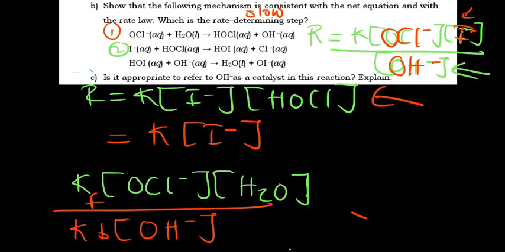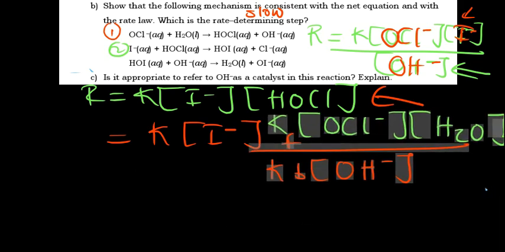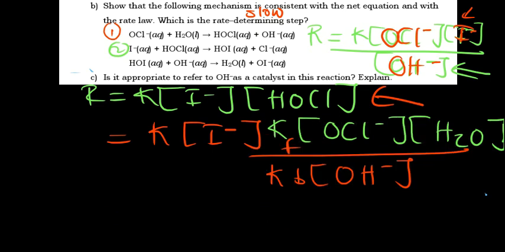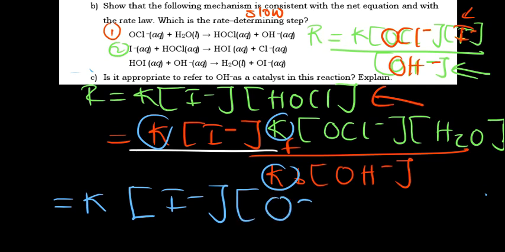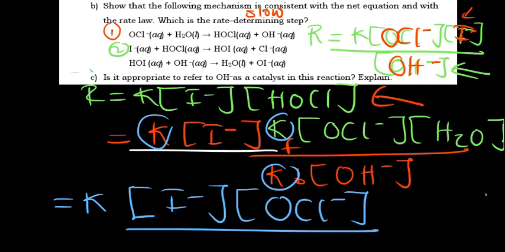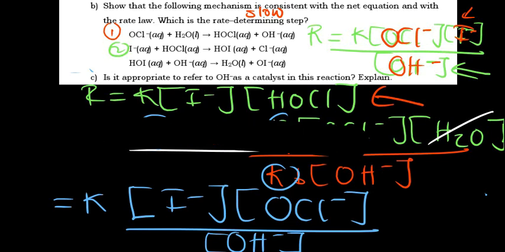Okay, so let me just move it. There we have it. So all the k's can be multiplied together, they can divide together to form one k. So this k multiplied by that k divided by this k is just a constant. And then we remain with iodide on top, and then OCl negative over hydroxide on the denominator. Now water, since the concentration of water does not change, can be taken to be a constant and so omitted in the rate expression.